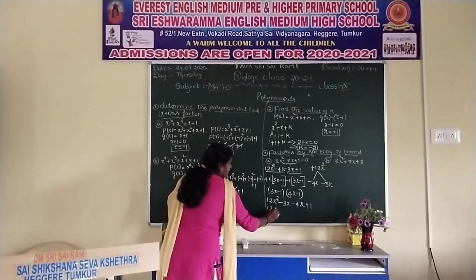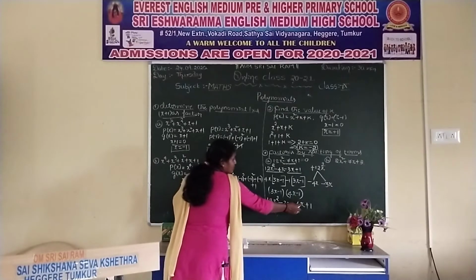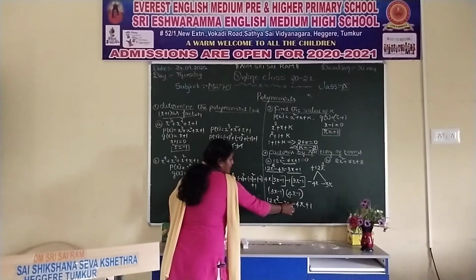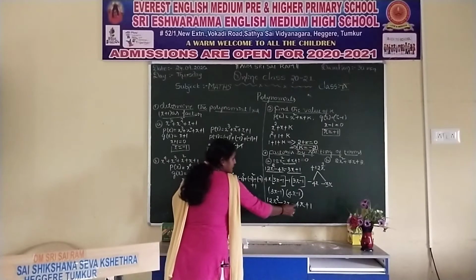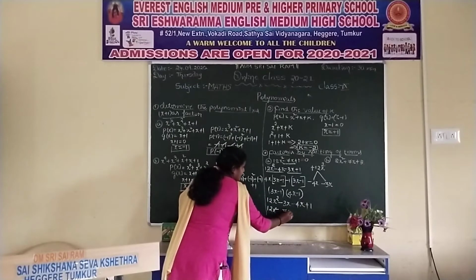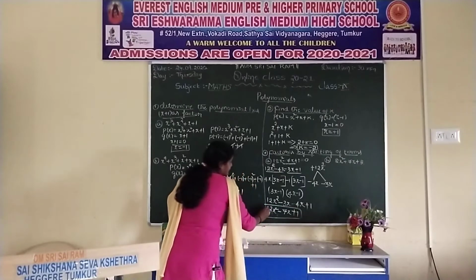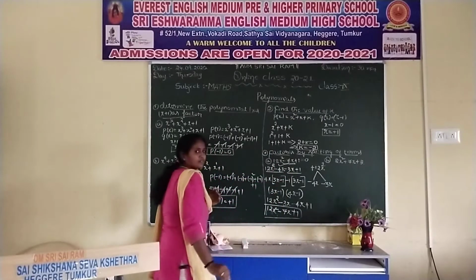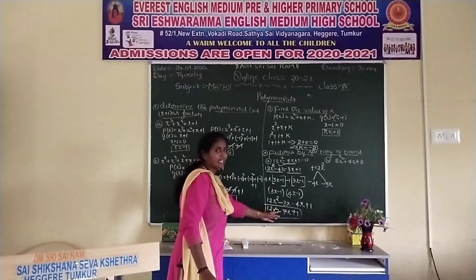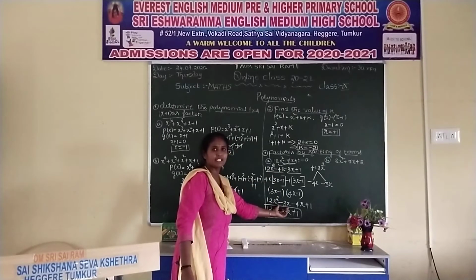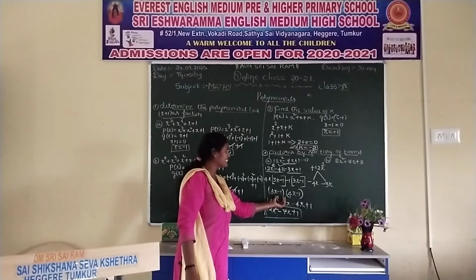12x square minus 3x minus 4x are two like terms. Minus into minus is plus. Plus means addition. 3x plus 4x is 7x. The greater number's sign is minus, so minus 7x plus 1. See, we got the same expression. See, through this manner, you should split an equation into 2 factors. This is nothing but factorization.